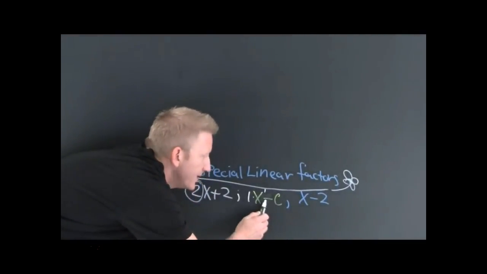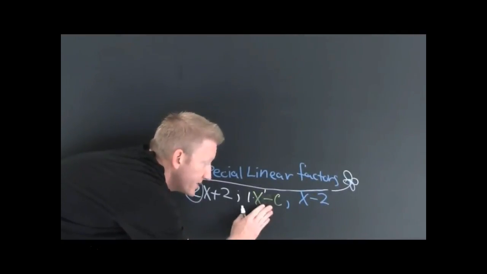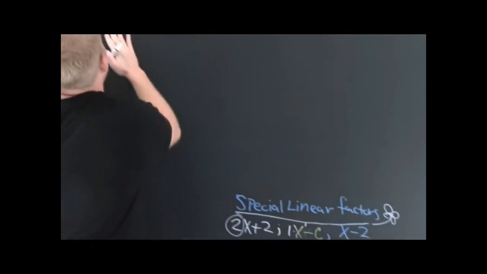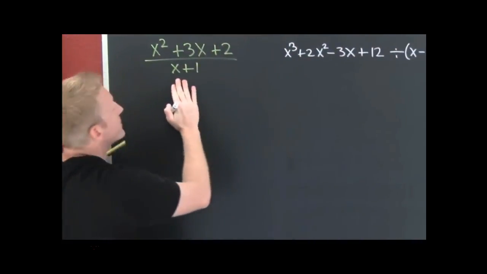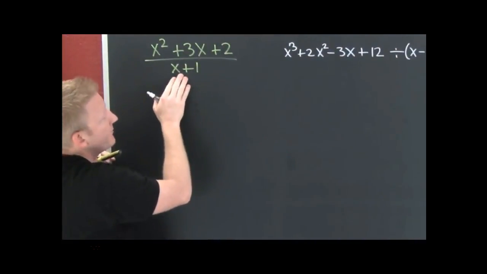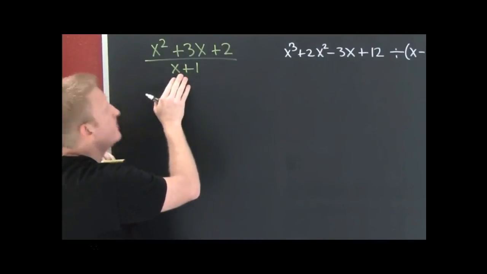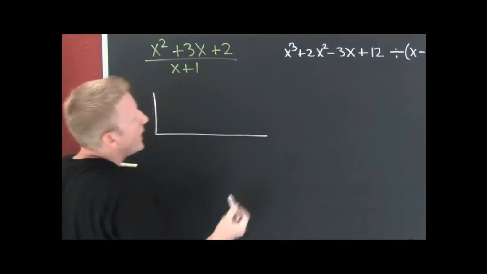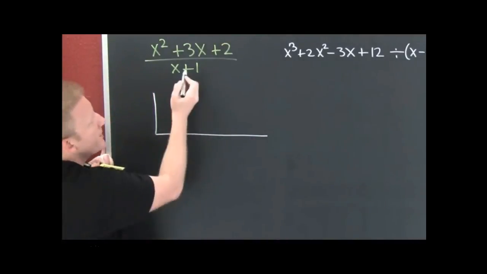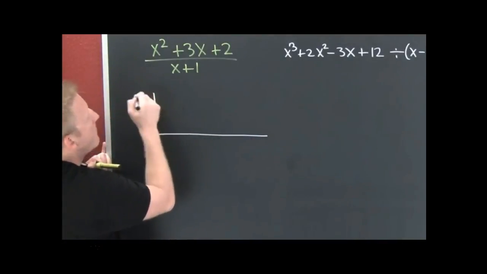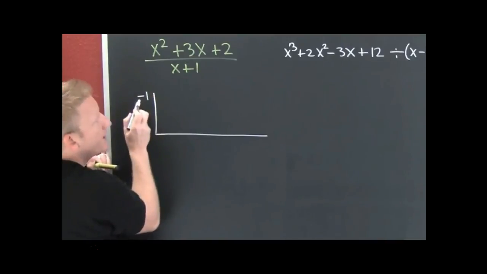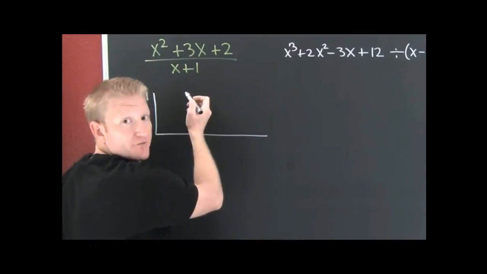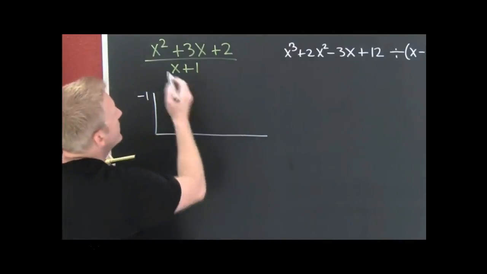What goes outside of our box? The opposite of c, or whatever's going to make our denominator 0. I'm ready for an example. Am I divided by a special linear factor? I am. So zeros go outside of the box. What makes that denominator 0? Minus 1. Zeros go on the outside. Coefficients go on the inside. Coefficients are the numbers in front of the variables.